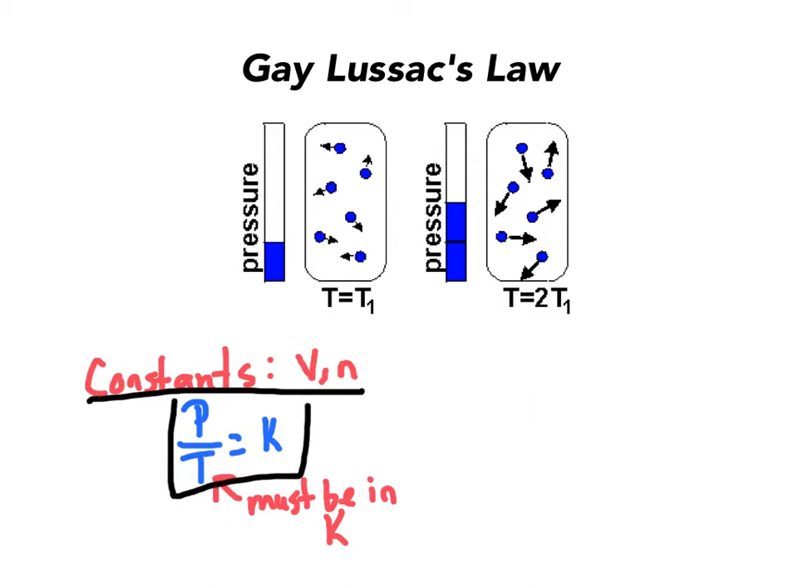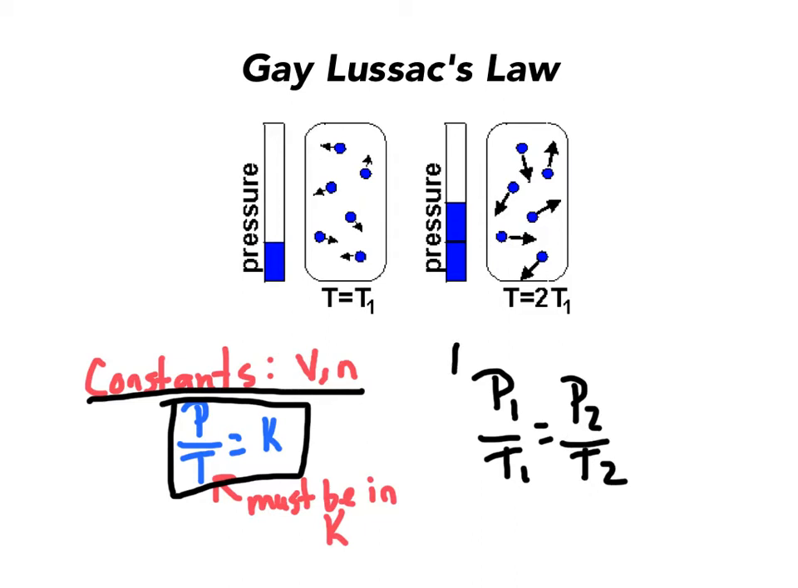P over T equals a constant, and that temperature must be in Kelvin. Here is what Gay-Lussac's law would look like. P1 over T1 equals P2 over T2. Make sure you have that written down for Gay-Lussac's law.